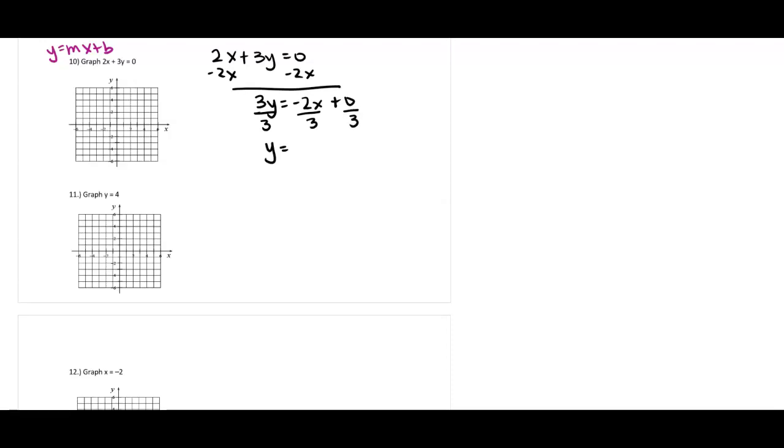That will leave me with y equals negative 2/3 x, and then 0 divided by anything is just 0. If you leave off that part, sometimes people get confused: how do I graph that? Because I don't know the y-intercept. Well, if there's no y-intercept there, then that means the y-intercept is 0. So here's my y-intercept, and then this is my slope.